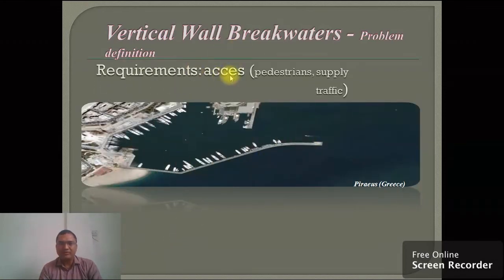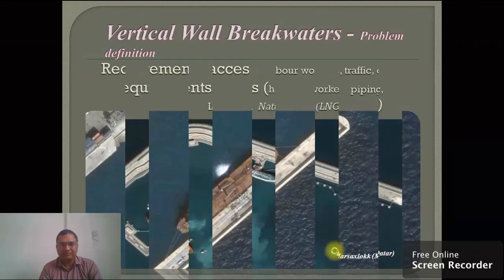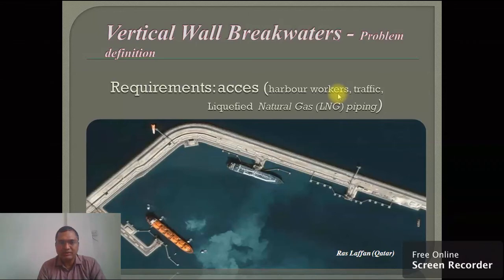Vertical wall breakwater. What are the requirements for this? It should have access area, pedestrian and supply traffic. So this is the requirement. All the ships can easily berth and load. All facilities should be there. Harbor workers, traffic, oil piping, every facility should be there. So this is a breakwater in Malta. Also harbor workers, traffic, liquefied natural gas piping, all these things can be done. These are the requirements of a vertical wall breakwater.